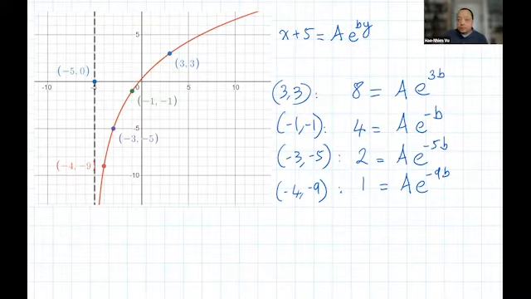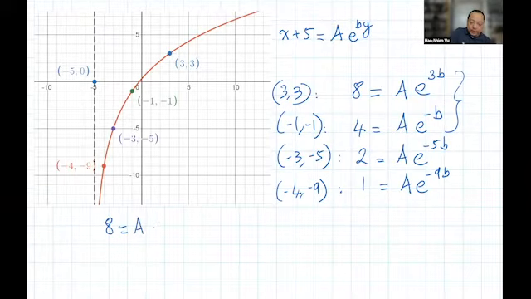There are two unknowns. Capital A is one unknown, little b is another unknown. So I really only need two equations. So I'm going to pick two of them. I'm going to pick the first two. Why not? It really doesn't matter which two. 8 is equal to A e to the 3b. 4 is equal to A e to the negative b.